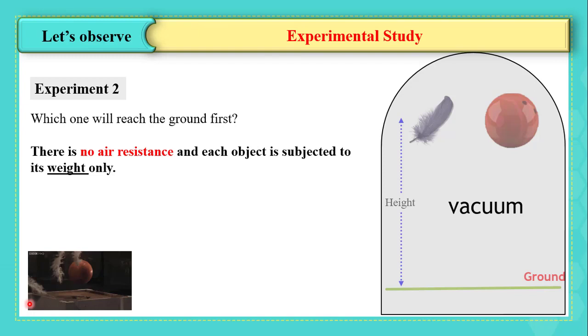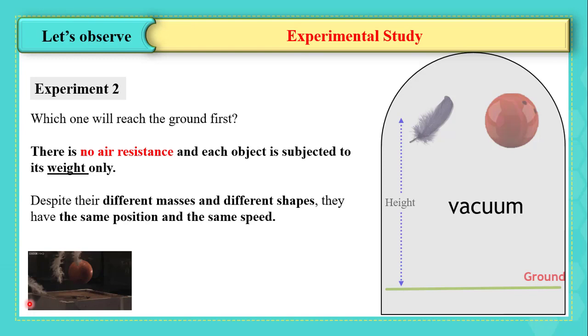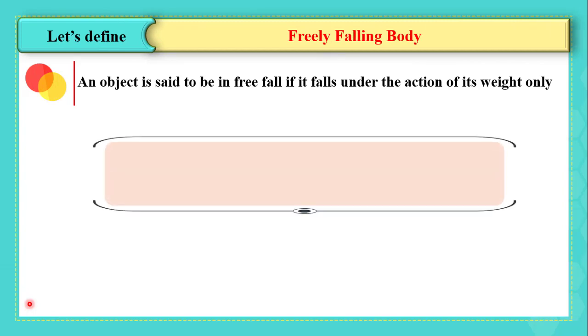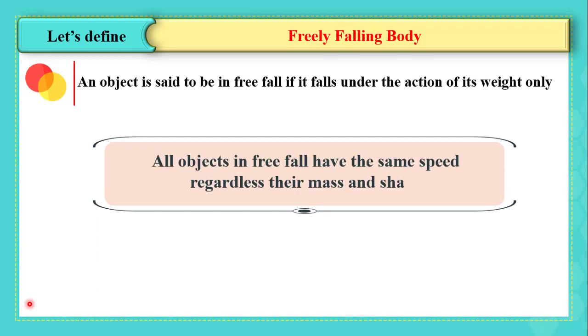We clearly notice that despite their different masses and shapes, both have the same position and the same speed at any time. We say that the ball and the feather in this case are then in free fall. Then, an object is said to be in free fall if it falls under the action of its weight only. And from the experimental observation, we can conclude that all bodies in free fall fall with the same speed, regardless of their mass, shape, size, or density.